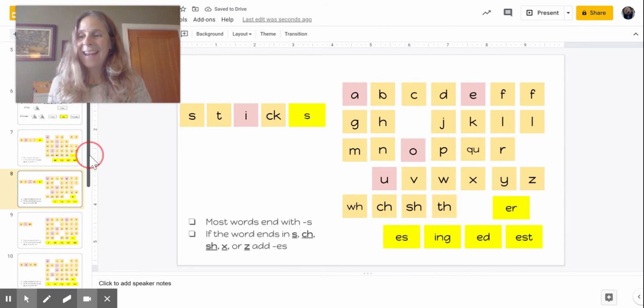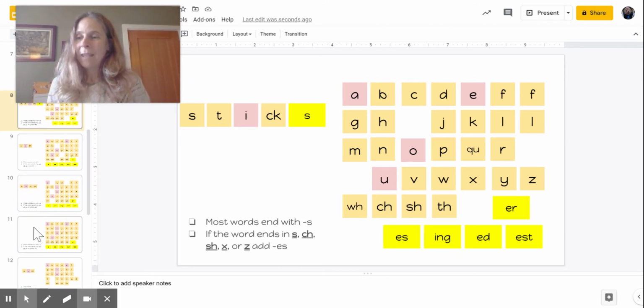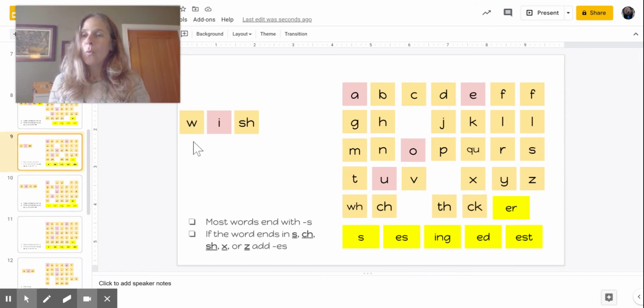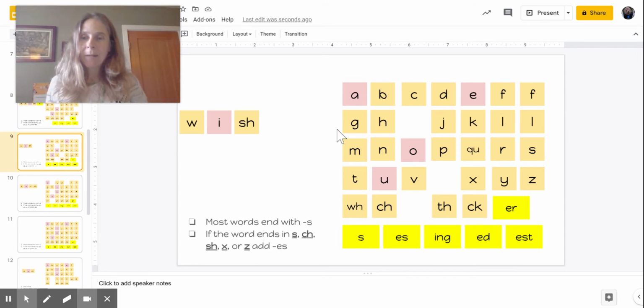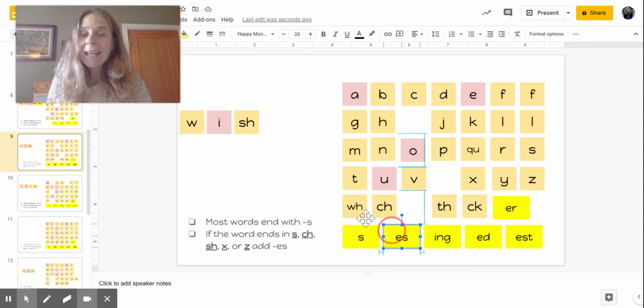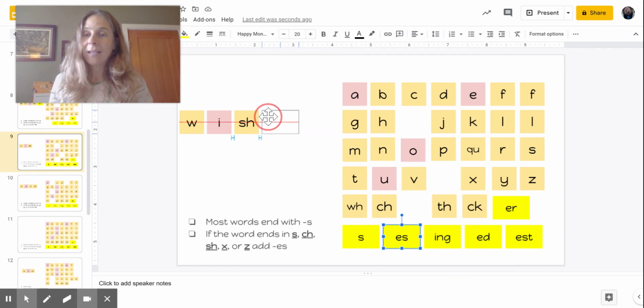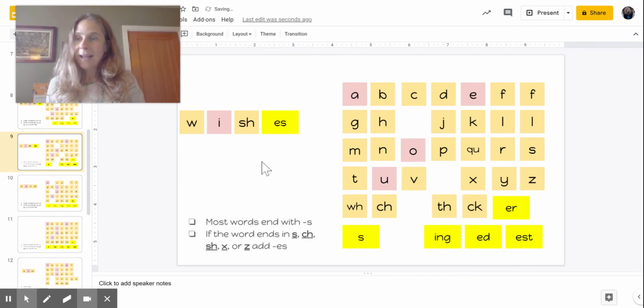Right on. Okay, let's try another one. I've got wish. So I have 1 wish. What if I have 3 wishes? My word wish ends with SH. So let's look at our rule. If the word ends with SH, I'm going to add my ES suffix. So it's going to be like that.